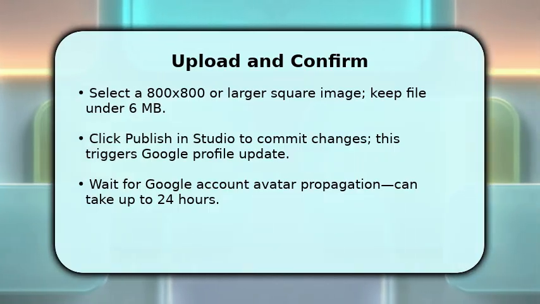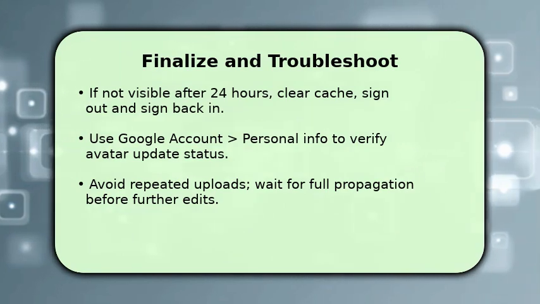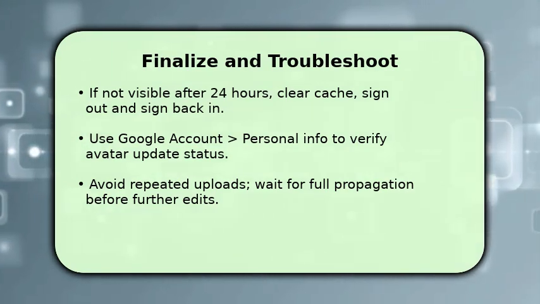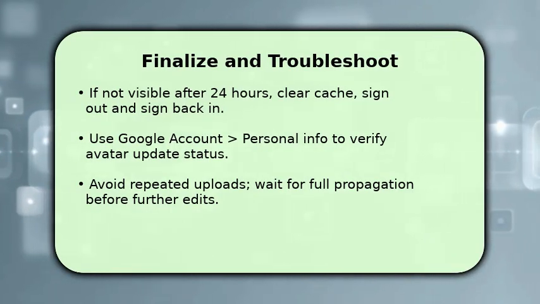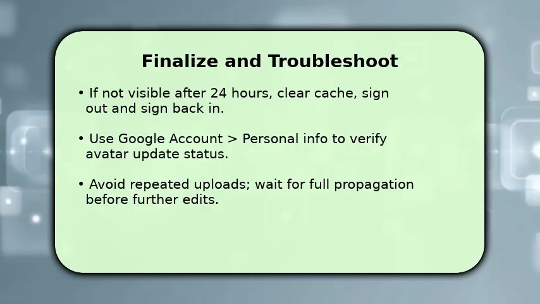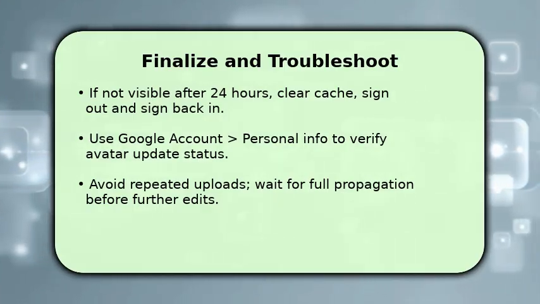Now you wait. Once you've published, give Google up to 24 hours to propagate the avatar. If it still hasn't changed, sign out everywhere, then sign back in to force refresh, clear browser cache, and check incognito. You can also open your Google account's personal info to confirm the image updated there.